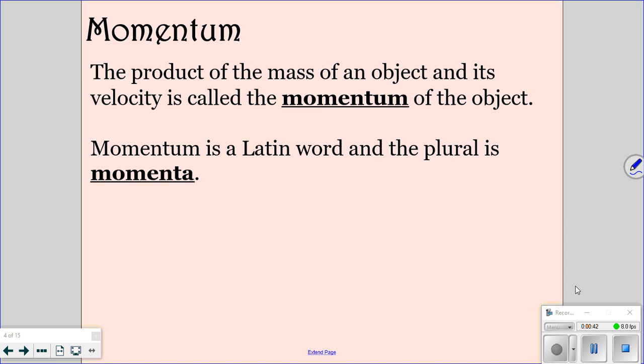Momentum is a Latin word, and the plural of it is momenta. So if we're looking at the plural of momentum, it's momenta. And that's because it's a Latin word. The um is a singular ending, and the a is a plural ending. This is your formula. Momentum is just mass times velocity. So if y'all want to write that down, y'all can.